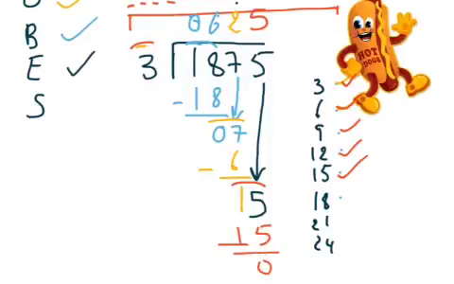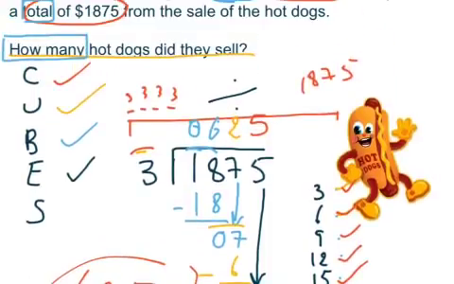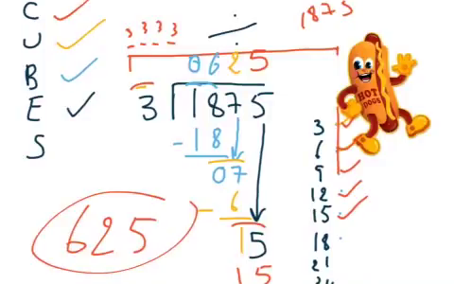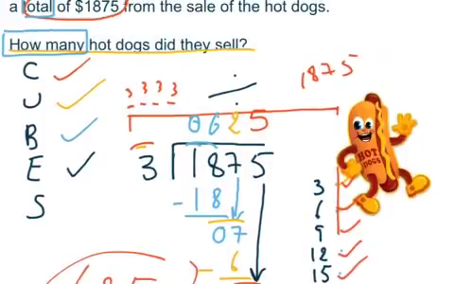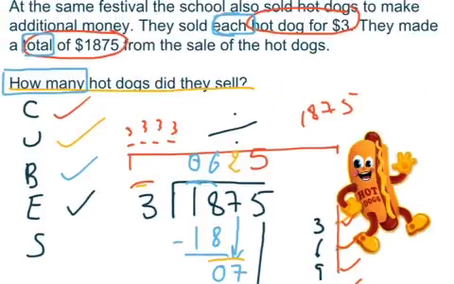So the answer is 625 hot dogs exactly were sold. And if I want to check my answer, well, 625 is close to 600. 600 times $3 per hot dog, that's 1,800. So we're really close to the money they made. So that sounds pretty good.